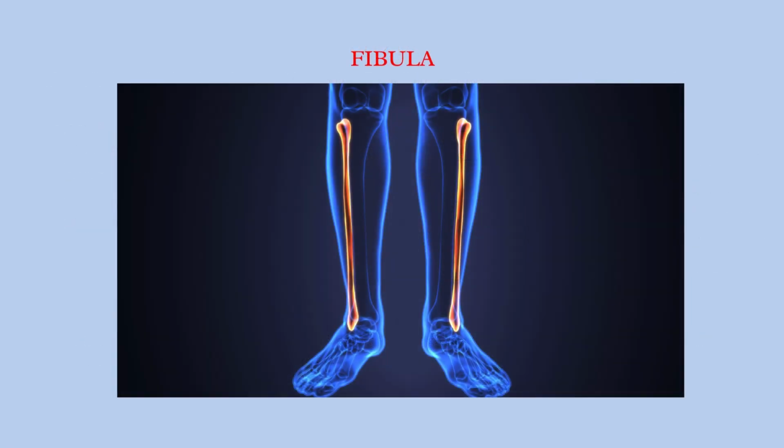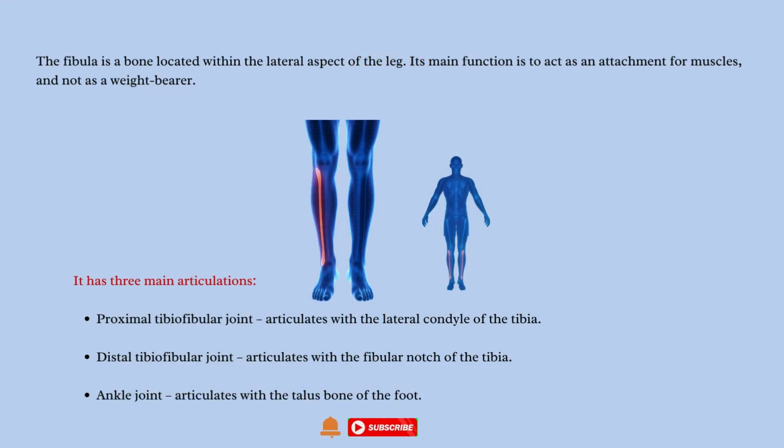We now move on to discuss the fibula. The fibula is a bone located within the lateral aspect of the leg. Its main function is to act as an attachment for muscles and not as a weight bearer. It has three main articulations. The proximal tibiofibular joint articulates with the lateral condyle of the tibia. The distal tibiofibular joint articulates with the fibular notch of the tibia, and the ankle joint articulates with the talus, a bone of the foot.